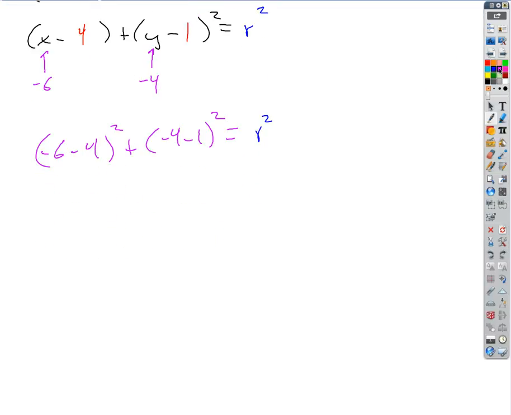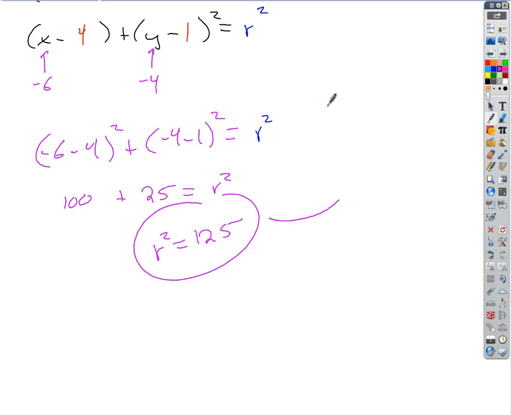So what's negative 6 minus 4, squared? 100. Good. So this becomes 100. What's negative 4 minus 1, squared? 25. So that's what r squared equals then. So, well, what is that? 125. All I've got to do is plug that in right there, and I'm done.